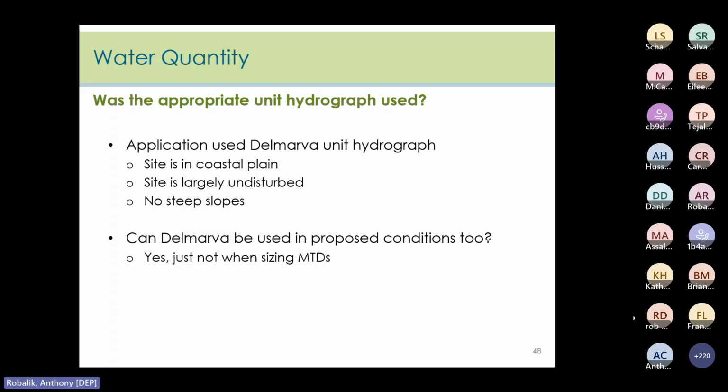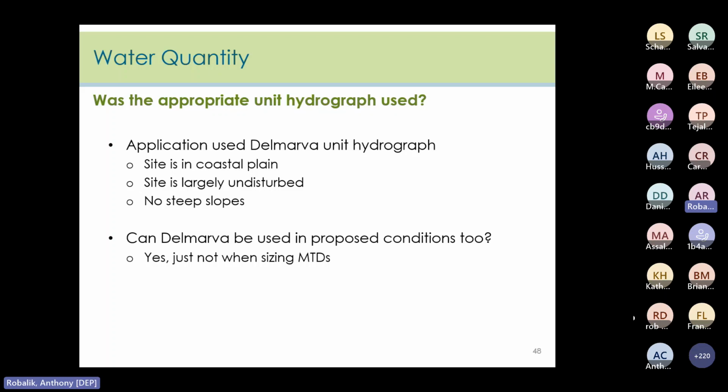One question we get a lot is, can the Delmarva be used in the proposed conditions? Right, because the reasons we use Delmarva is that the site is relatively undisturbed, it's flat, it's interacting with sandy soils, and that lowers the flow. Those things are gone in the proposed conditions, but if it's ultimately discharging into a basin, it doesn't make much difference because the basin is sized for volume, and the volume for both the hydrographs, SCS or Delmarva, is going to come out to be the same.